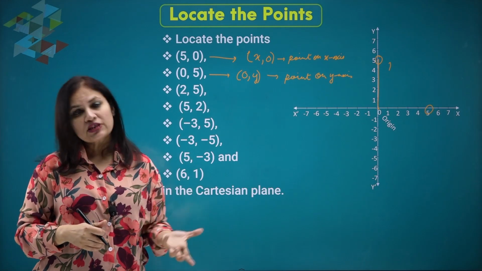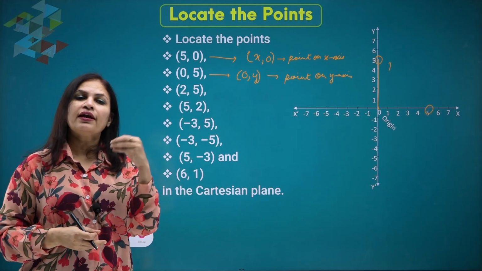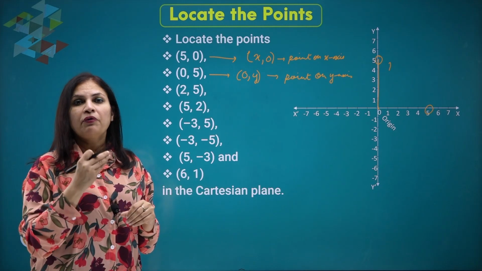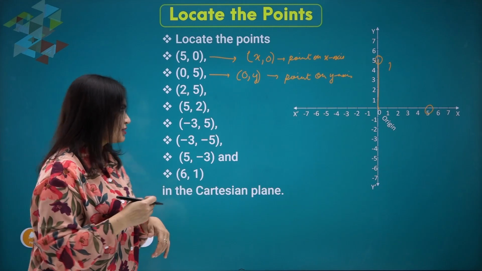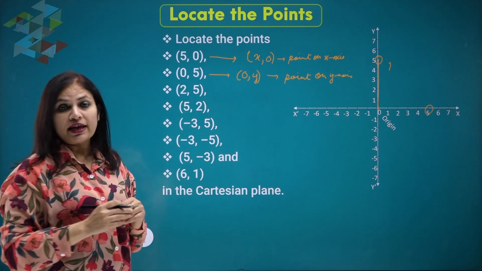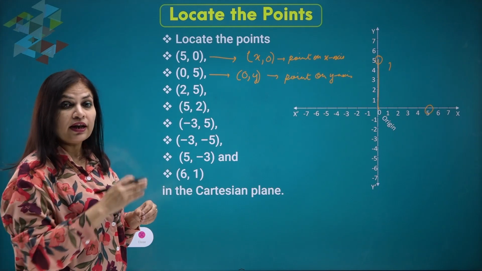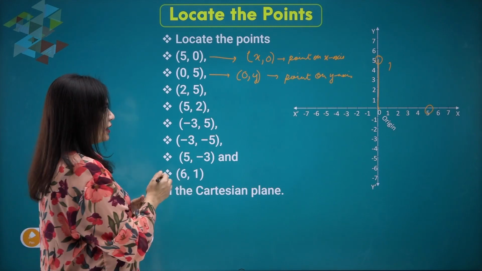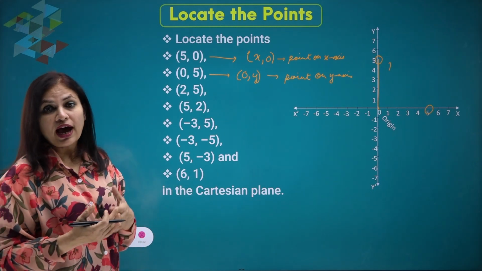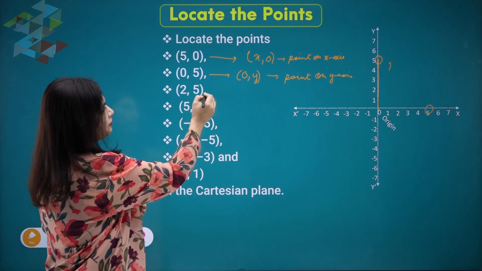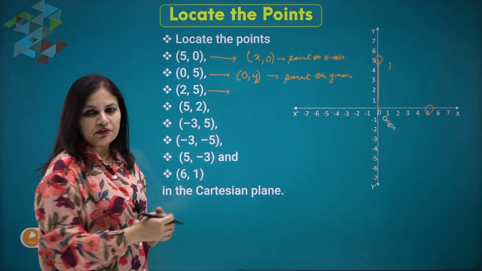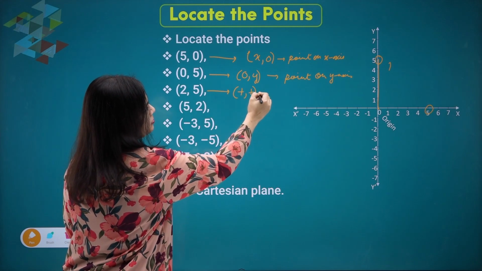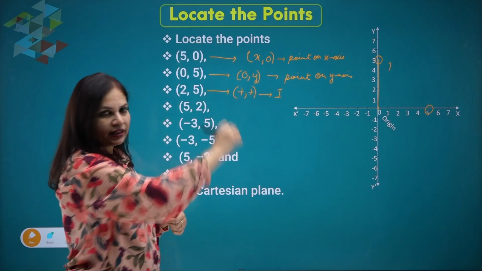So if the x coordinate is 0, the point lies on the y-axis, and if the y coordinate is 0, the point lies on the x-axis. So they are not lying in any specific quadrant, they are lying on the line, either the vertical or the horizontal line, that is, on the axes. If I look at the third point, 2, 5, here both the values of x and y are positive and they will obviously lie in the first quadrant.